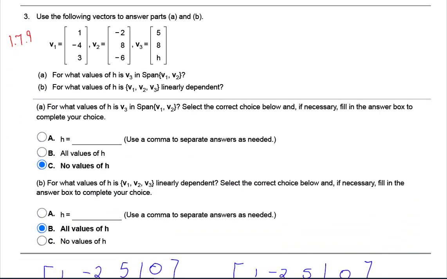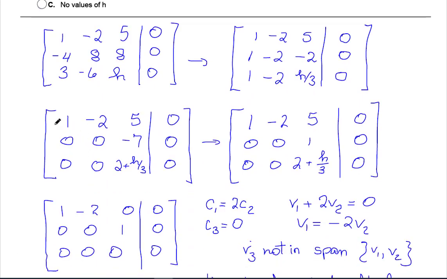All right, so in this case, we have three vectors. And so I want to know for what values of h, here's h sitting in there, is V3 in the span of the first two. So let's see. Well, that would mean that something times V1 plus something times V2 is equal to V3. They are linearly dependent. So let's take a look. So we form the matrix. So here's my matrix. Here's H that we want to keep our eyes on to see what happens.